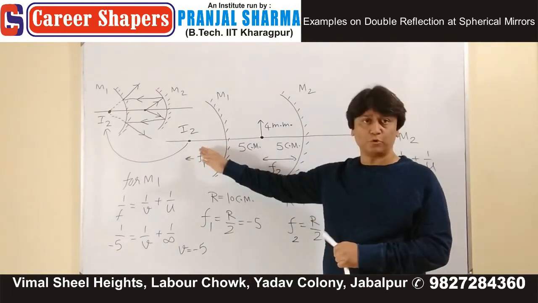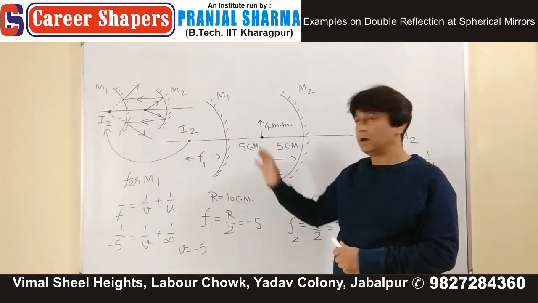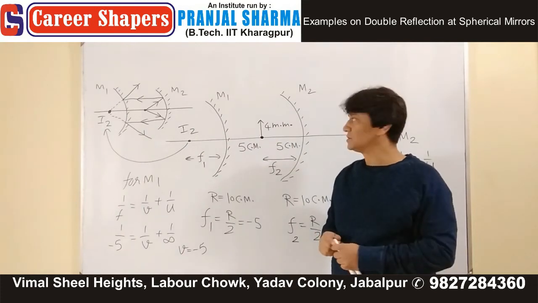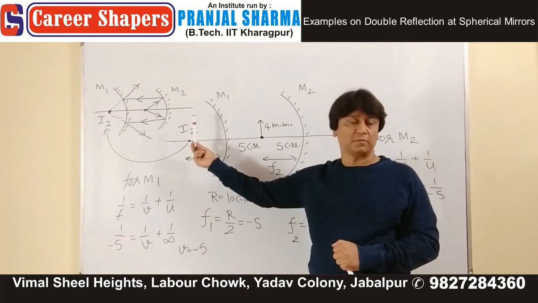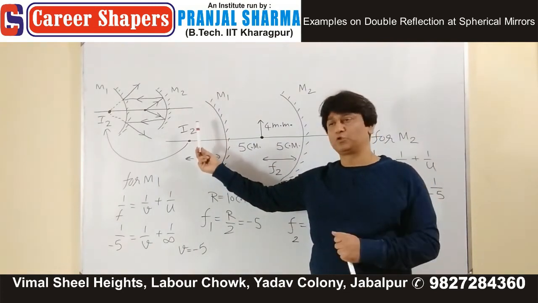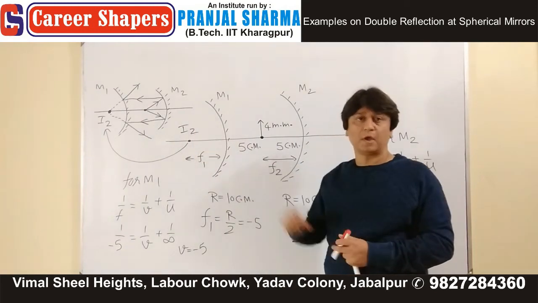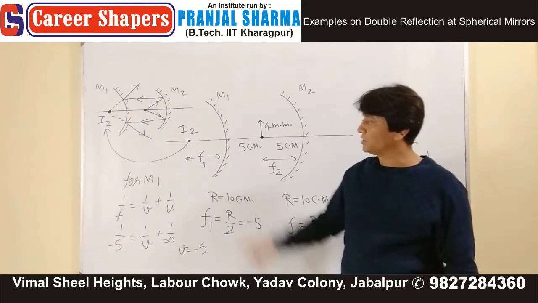We have found the position. Now get me other properties of the final image. Let's see if you can answer this. The image which you got, is it real or a virtual image? Erect or inverted? And what basically its height is? Answer these parts.